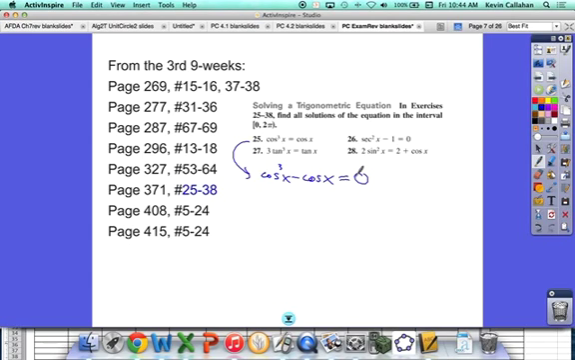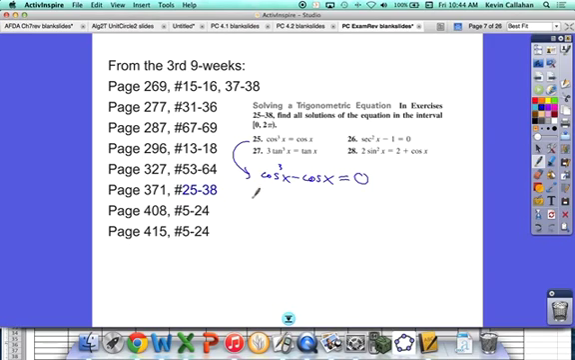Right? And whenever you do that, why do you do that? Whenever you get everything on one side, 0 on the other, what are you always going to do next? Factor. Right? You're trying to put it in the form where you can use zero product property and then set each factor equal to 0. So the first step is to get everything on one side, 0 on the other. The next step is to factor.